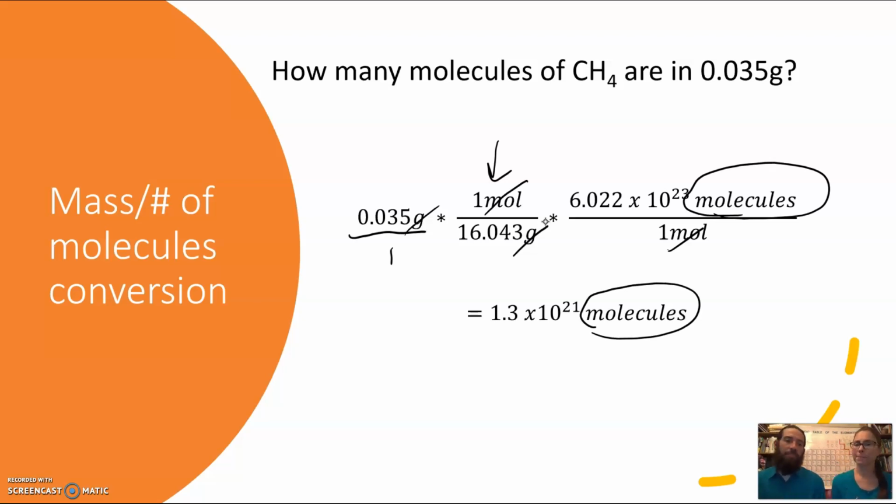It's pretty interesting. That's a pretty small mass, 0.035, and that's a rather large number of molecules. A lot of molecules. Yep. They're so small.